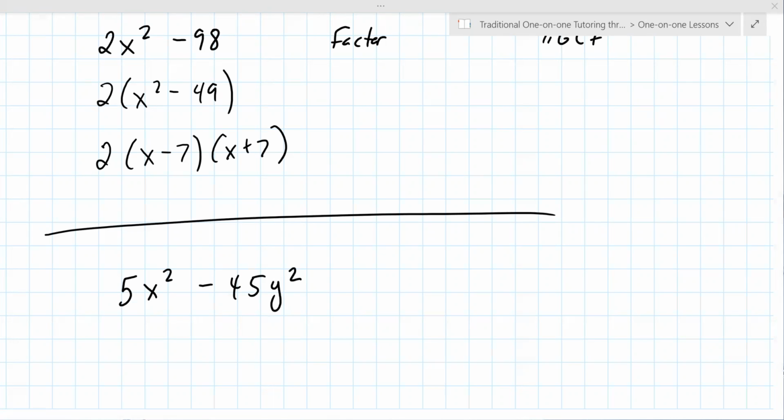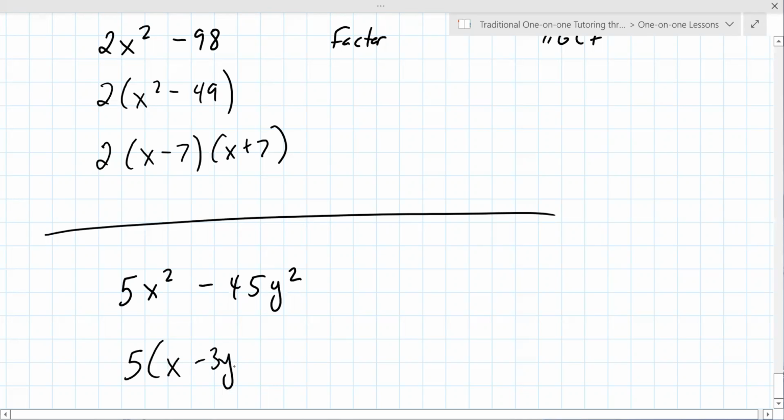Sorry. No problem. So you factor out 5 first. Okay, just give me the final answer. Whenever you're ready. There's no rush. 5 times x minus 3y and times x plus 3y. Yes, perfect.